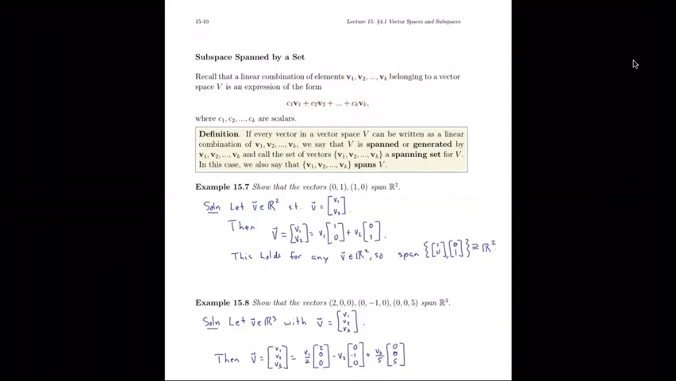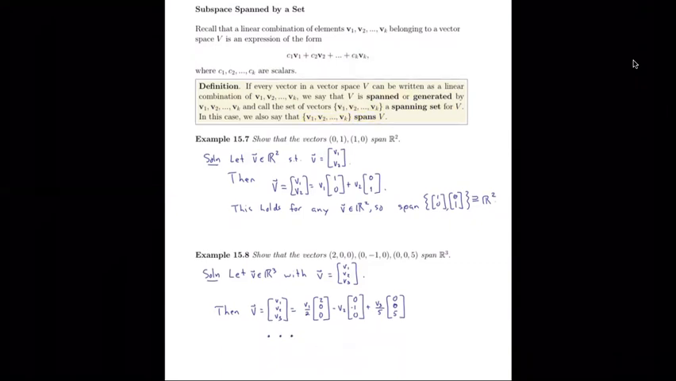So we have a definition here. If every vector in a vector space V can be written as a linear combination of V1 through VK, we say that V is spanned or generated by V1 through VK. So in other words, if we can make up the entire space with a given set of vectors, then we can span that set with these vectors. We call this set a spanning set for V. Okay, and we'll say things like this set spans V.